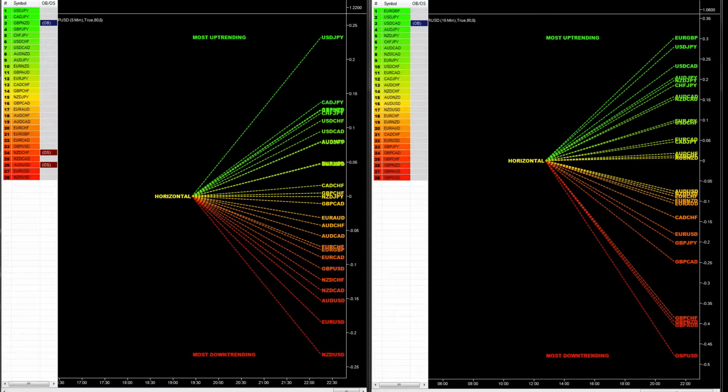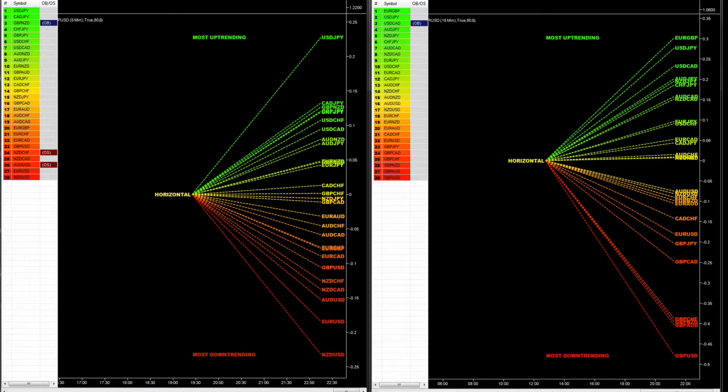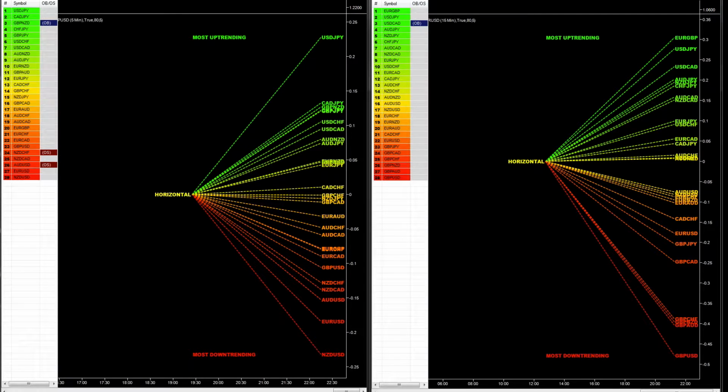In addition, you will instantly see those pairs in congestion with a flat trend line in the array, which may be preparing to trend or are about to join a move of sentiment which has already begun in the complex. And this leads on to the third aspect of the currency array indicator, which is this. It will give you an instant heads up to divergence across a currency complex.